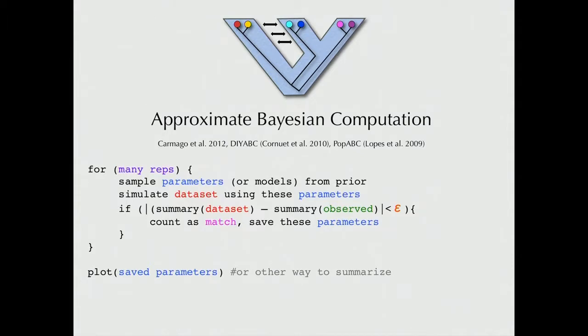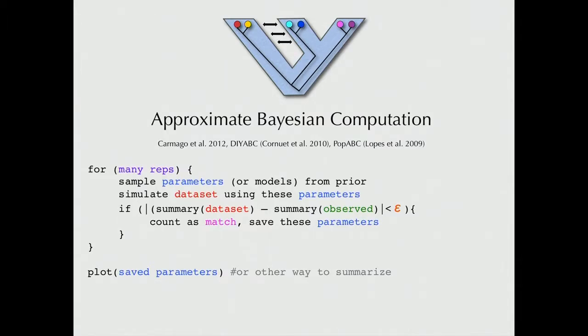To understand approximate Bayesian computation, you can think about it as a simple algorithm. What we're going to do is show you this, and then we'll convert this into approximate likelihoods, so you can see how they relate to each other. So the approximate Bayesian computation: for many reps, you sample parameters from a prior, and you simulate data using those parameters.